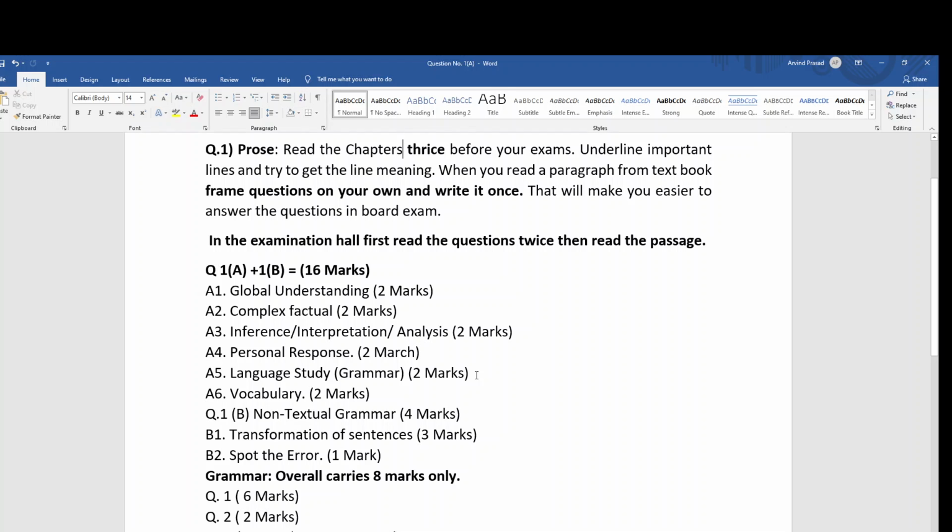It carries 2 marks. Vocabulary carries 2 marks. Non-textual grammar carries 4 marks, out of which 3 marks is for transformation of sentences and 1 mark for spot the error. In question number 2, once again you have 2 marks grammar. So total 8 marks grammar only you have in the whole question paper.